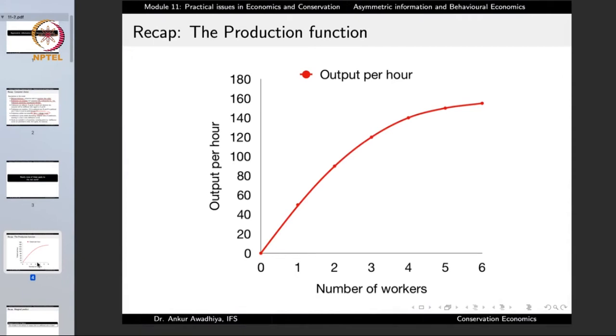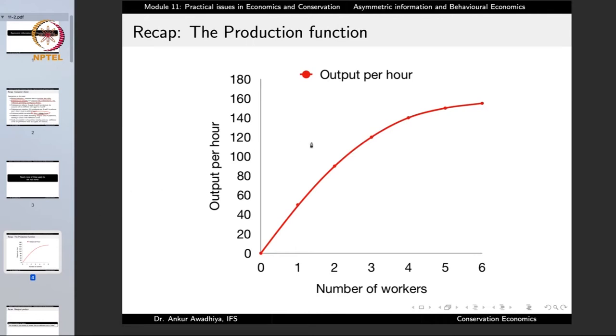In an earlier lecture, we had looked at the production function. The production function tells us that the output per hour, when the number of workers increases, goes on increasing, but then it starts to reach a plateau. So the output does not just go on increasing, it will reach a plateau after a while. And so if you have any more workers, then the marginal productivity of those workers will be less.